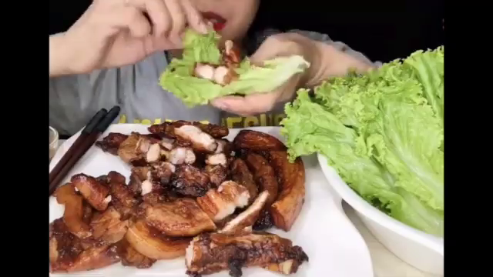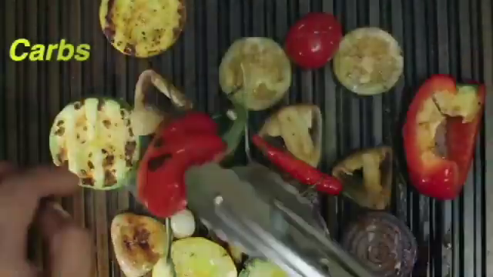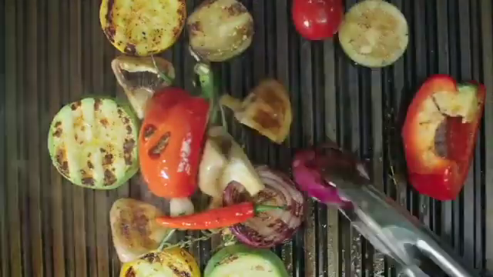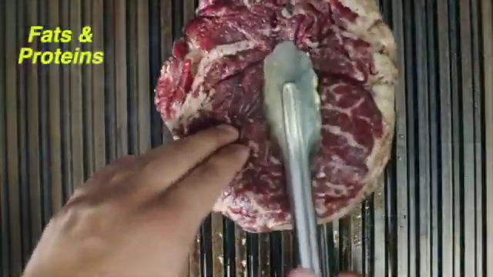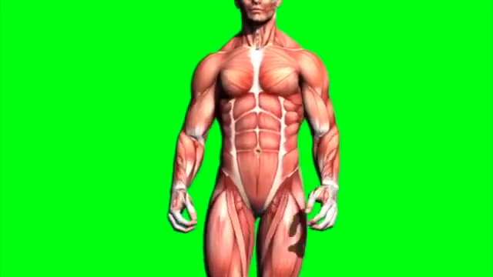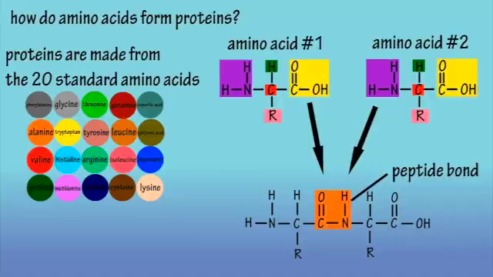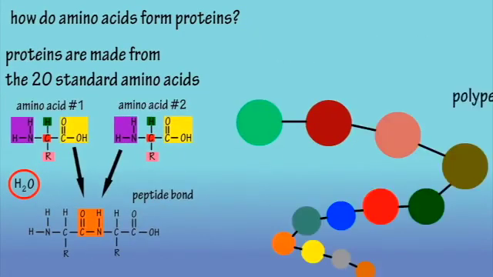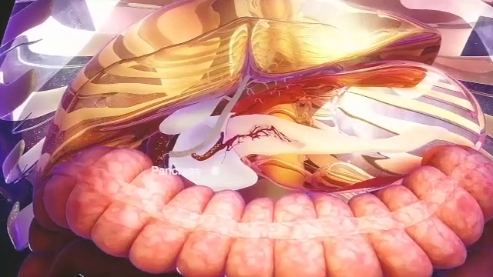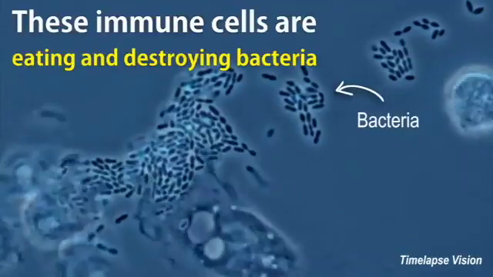Omni-eaters like people eat both plants and animals. We get carbs and vitamins from plants. We get fats and protein from meat. Much of our bodies are made of protein. Here are examples. Cells use proteins like work orders to do things like digest food, help us grow, and fight germs.